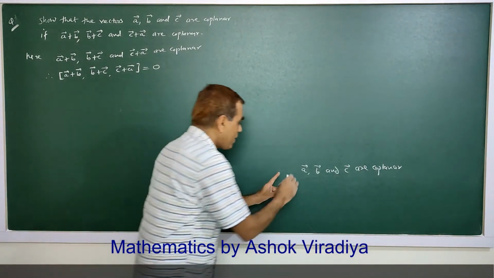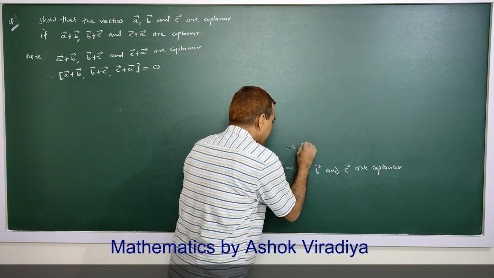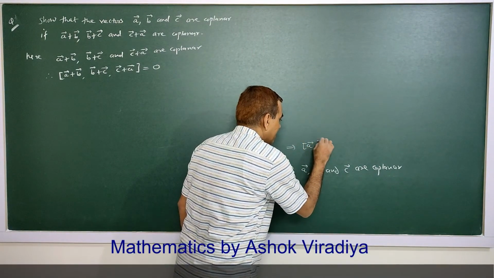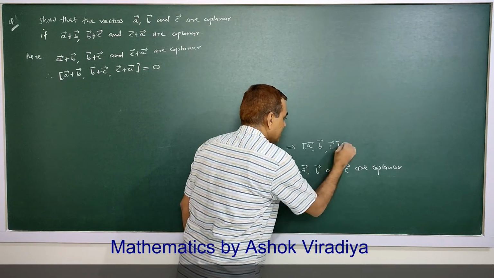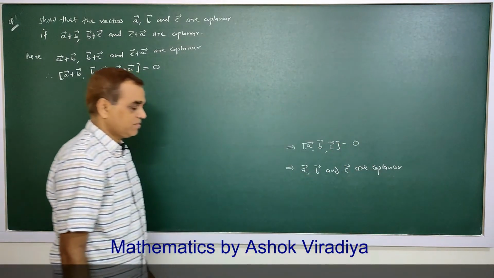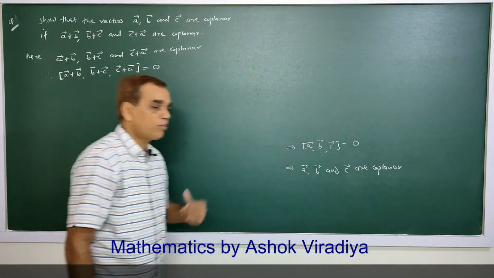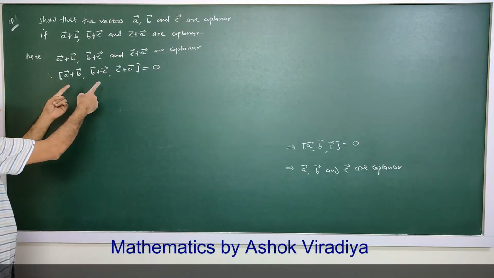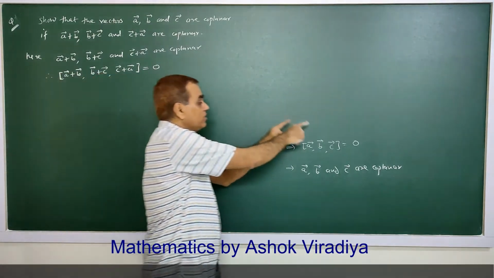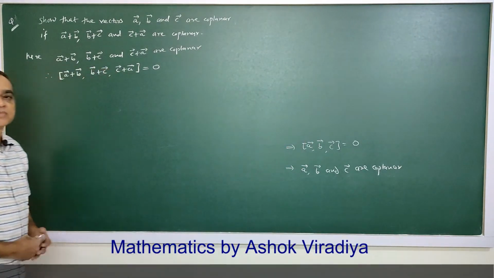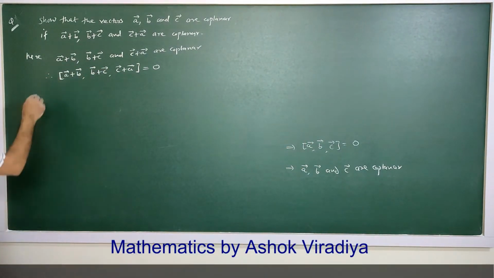And to show that these vectors are coplanar, we have to show that their box product is 0. If we can prove the box product of these three vectors is 0, that means they are coplanar. So beginning from this statement, we are going to derive this statement.